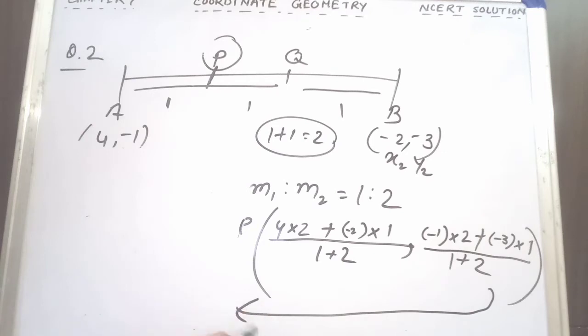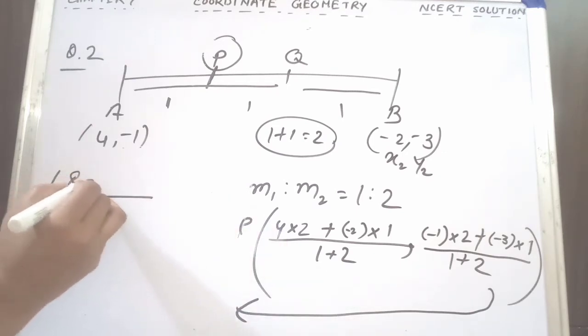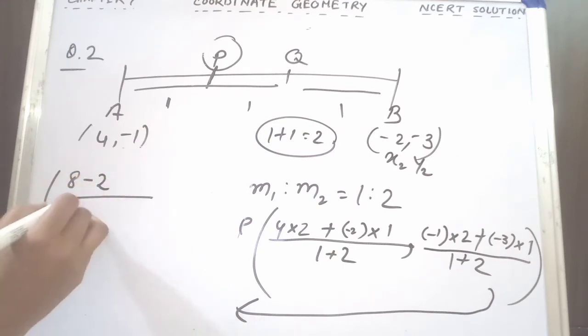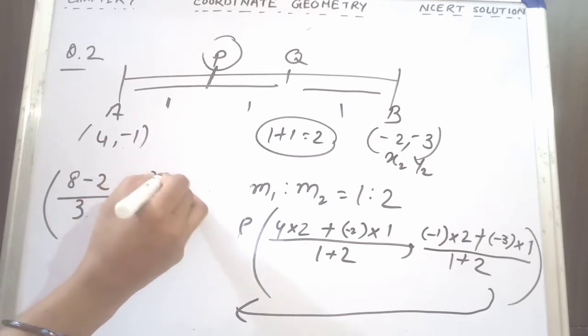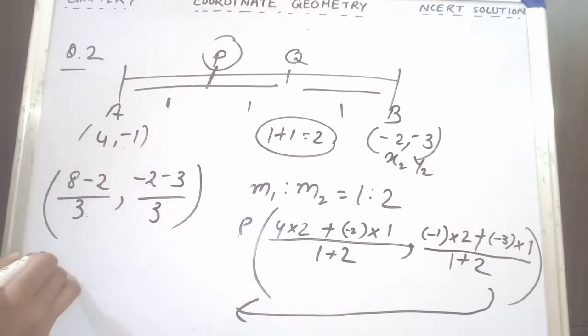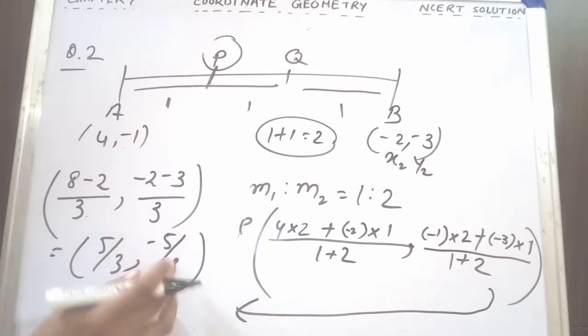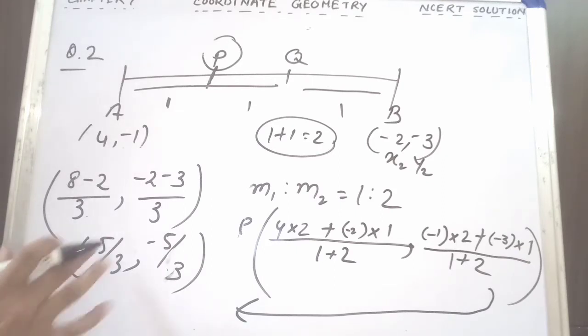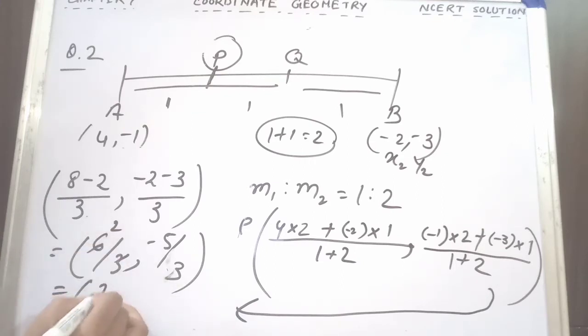Now here, 4 into 2, 8 minus 2 upon 3 and minus 2 minus 3 upon 3. That means 5 upon 3 and minus 5 upon 3. Sorry, this is 8 minus 2, 6. That means 2, minus 5 upon 3. So this is the coordinate of P.